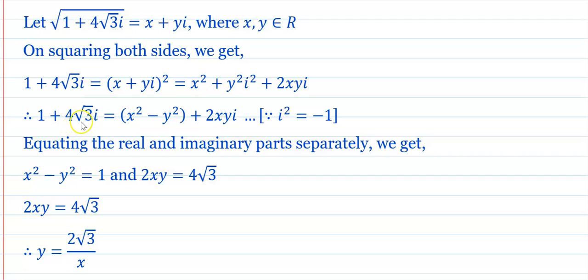And next, 4 root 3i is equals to 2xyi. Okay. i get cancelled on both sides. Therefore, 2xy is equals to 4 root 3. आता 2 इथे multiplied केल्यानंतर काय होणार तर divide होणार and therefore you will get xy is equals to 4 root 3 upon 2 and therefore you will get 2 root 3. Therefore what is the y is equals to? Y is equals to 2 root 3 upon x.